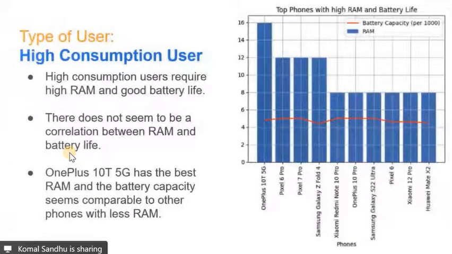The first type of user is high consumption users, which require high RAM and good battery life. And for these types of users, the OnePlus 10T 5G phone seems to be a great option, which has high RAM and a good battery capacity.